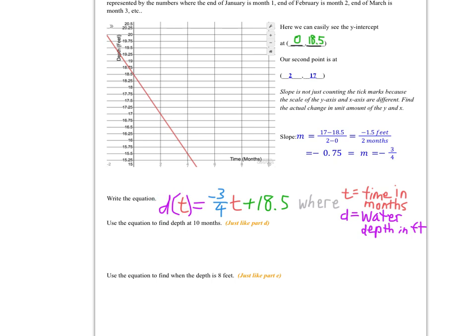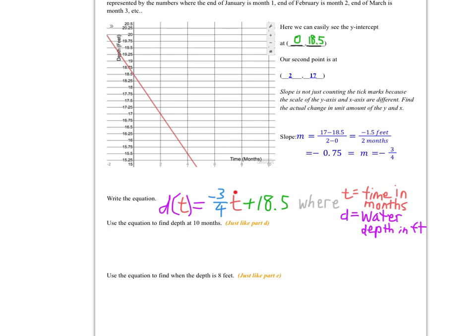This is called function notation, D of t, not D times t. We're saying that the depth is determined by the time. The time tells me the depth. See, depth is a function of the time.